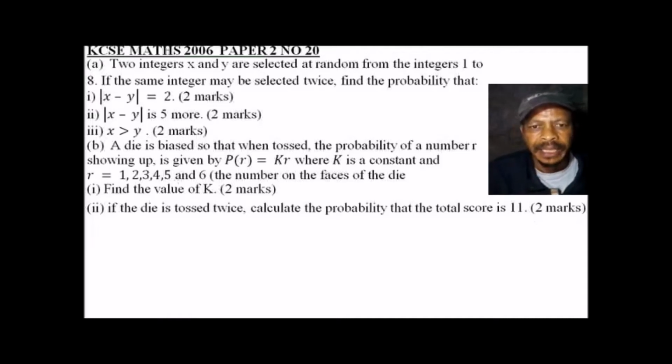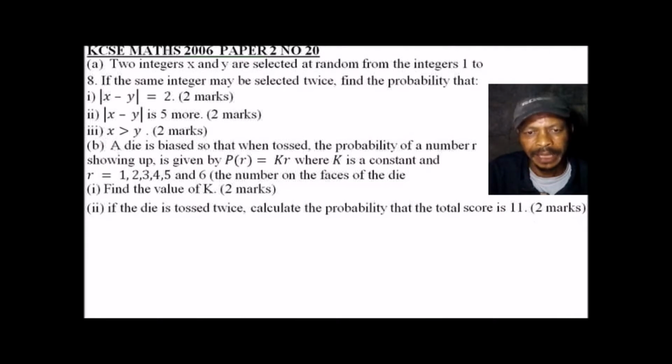This was tested in 2006, paper 2, number 20, and we are told two integers x and y are selected at random from integers 1 to 8. If the same integer may be selected twice, find the probability that (i) the magnitude of x minus y is equal to 2, (ii) the magnitude of x minus y is 5 or more, and (iii) x is greater than y.